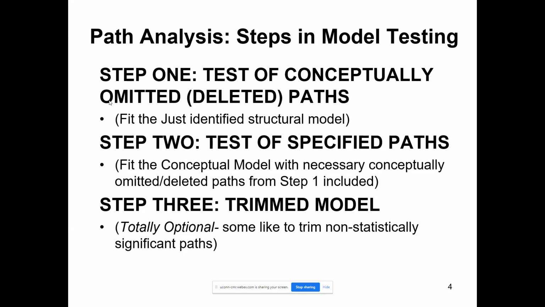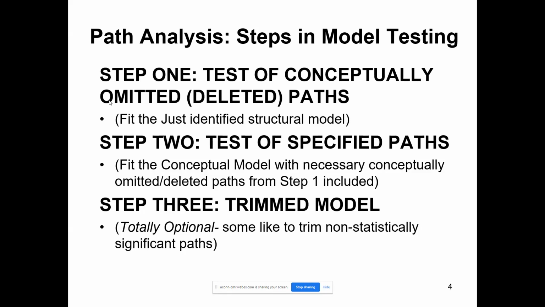Any of the paths that I determine I need from step 1, I'm going to keep in the model for step 2, the test of specified paths. Any of the paths that I determine I don't need in the model, I'm going to drop before step 2. So if you were right and those 3 paths are unnecessary, then step 2, the test of specified paths, is going to be your conceptual model. It'll be one and the same.